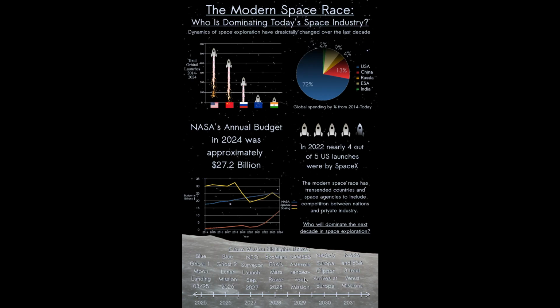Some of the visual choices I made. First we have proximity, which is the idea that grouping related elements together creates a sense of organization. I applied this by keeping the title and subtitle together, and grouping data with related supporting text, such as the graphs about finance with text about NASA's annual budget, and the graphics about the private industry with the text about how the modern space race has transcended countries to the private industry becoming a major player.